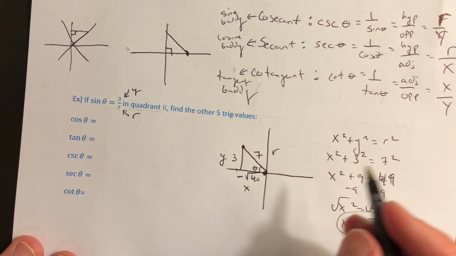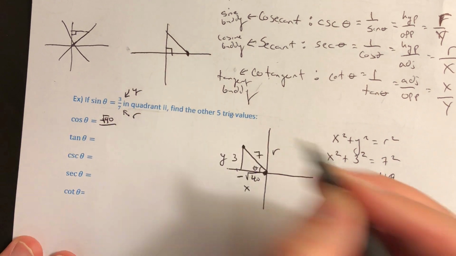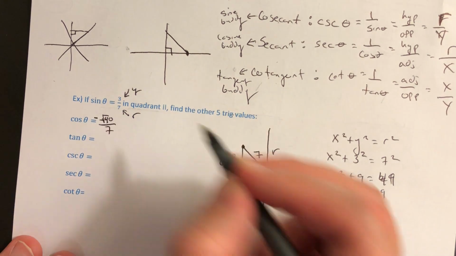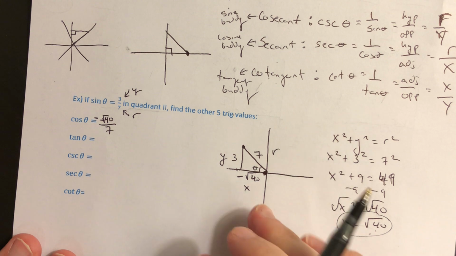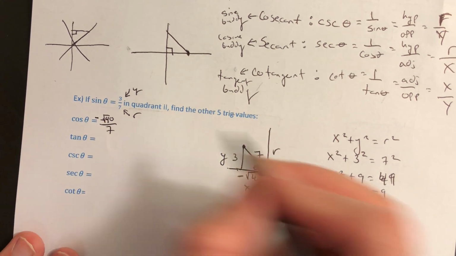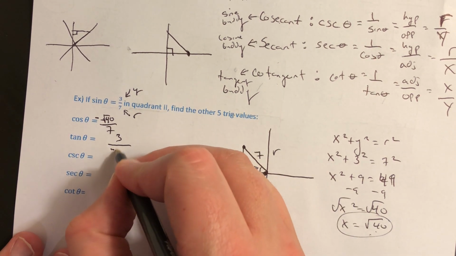So cosine would be x over r, so it's going to be negative root 40 over the r, which is 7. Make sure that negative is there. That's why a lot of you were getting errors on some of your homework problems and you felt like you were doing it right, but you didn't make your x coordinate negative. Tangent is y over x, so my y coordinate is 3 over my x coordinate, negative root 40.